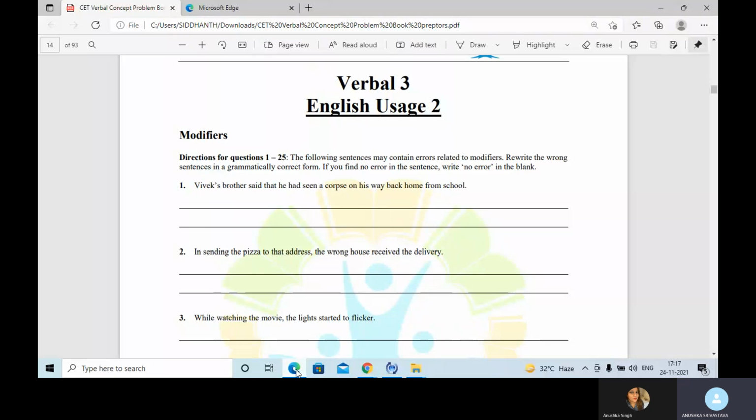Now as we know, modifiers are nothing but descriptions. When they are used in a sentence, they describe something that is given in the sentence. Modifiers can either be adjectives or adverbs. When an adjective acts as a modifier, it describes a noun or a pronoun, and when an adverb acts as a modifier, it describes three things: verbs, adjectives, and other adverbs.